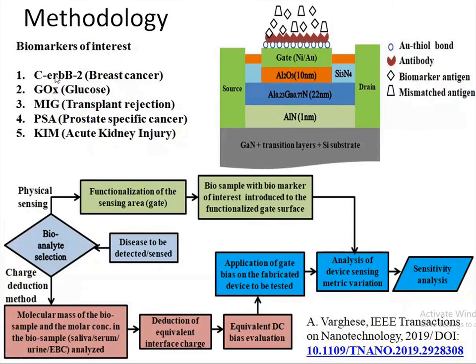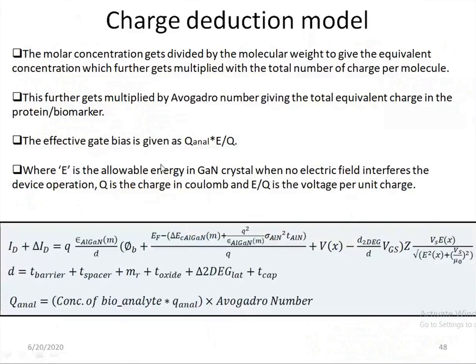I have done this experiment for 5 different diseases, which seem to be the most important or most widespread diseases that are increasing the mortality rate daily. I have tried these 5 diseases: breast cancer detection, glucose detection, transplant rejection, prostate specific cancer, and kidney injury detection. And this is a charge detection model. This model is not limited to these 5 applications; we can use the model for any application. We can find the sensitivity of the device using a MATLAB tool itself.